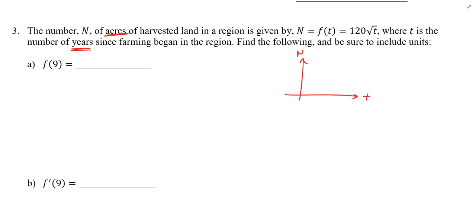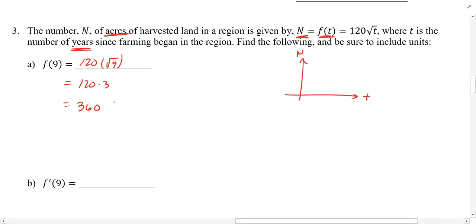We can evaluate this function at 9. That's simply 120 times the square root of 9, which equals 120 times 3, which is 360. And we're talking about the original function, which is the same as N, and it tells us 360 acres are being harvested. So 9 years after farming began in this area, there are 360 acres that are being harvested for farming.